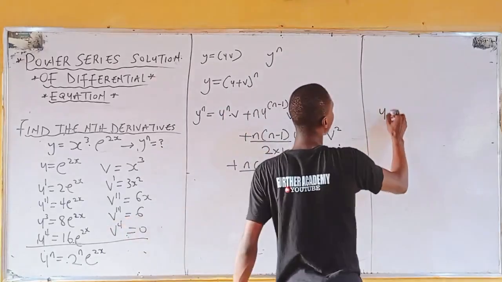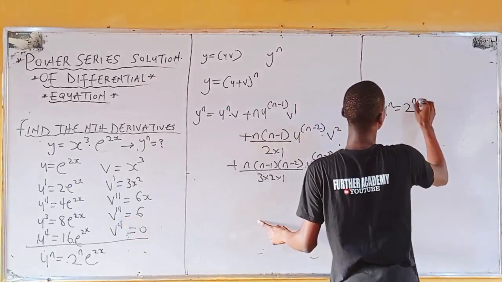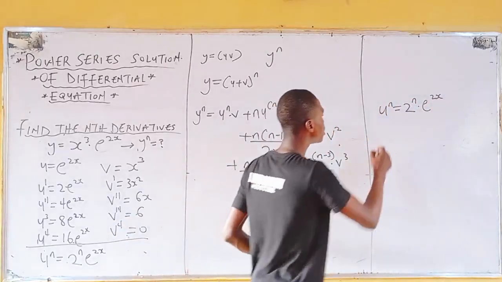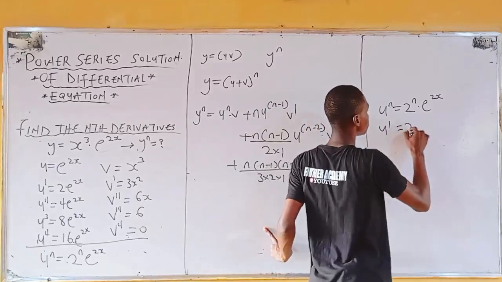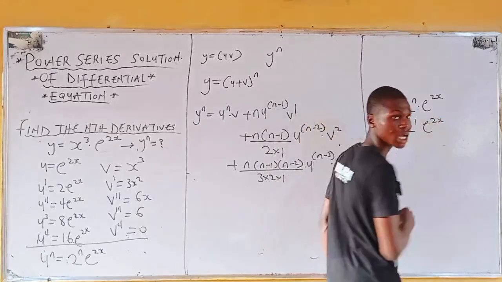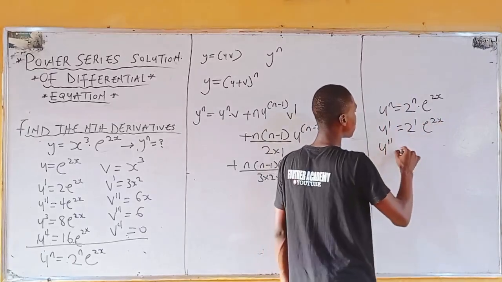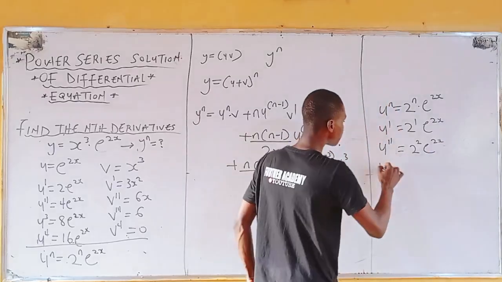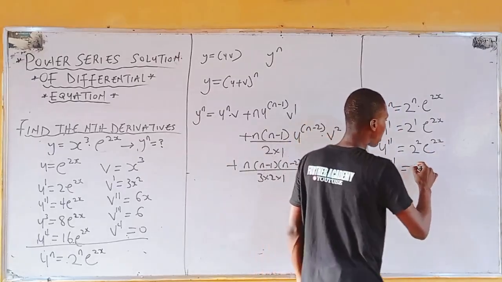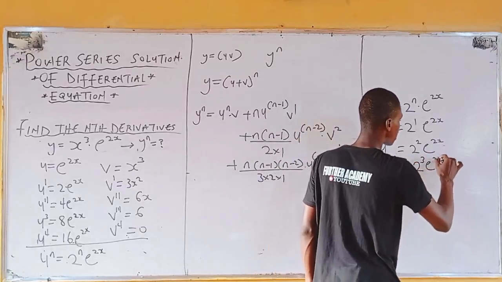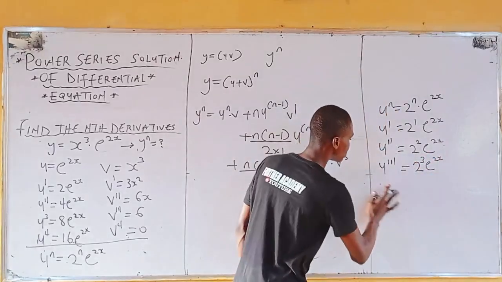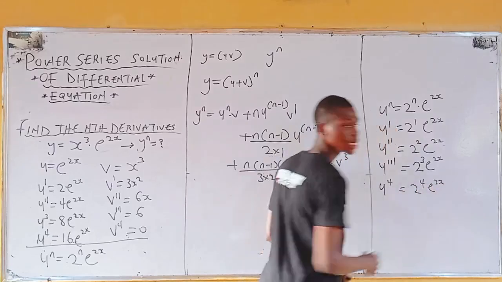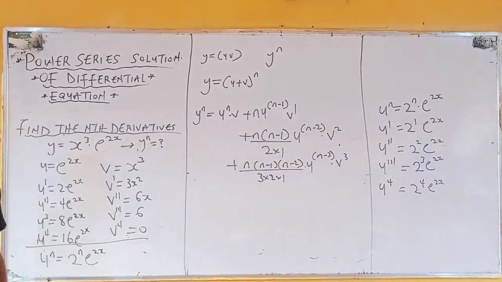Using that formula, say you have u raised to the power of n equals 2 raised to the power of n multiplying exponential 2x. I want to find the first derivative, meaning u raised to the power of 1. What do I have? 2 raised to the power of 1 exponential 2x, right? I want to find the second derivative. What do I have? 2 raised to the power of 2 exponential 2x, right? I want to find the third derivative. What do I have? 2 raised to the power of 3 exponential 2x. I want to find the fourth derivative. What do I have? 2 raised to the power of 4 exponential 2x. Doing comparison with what we've done so far, are they correlating?